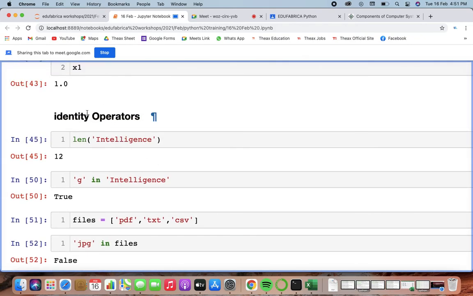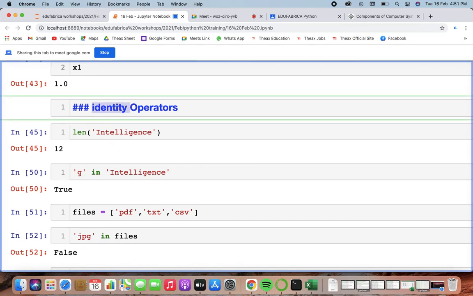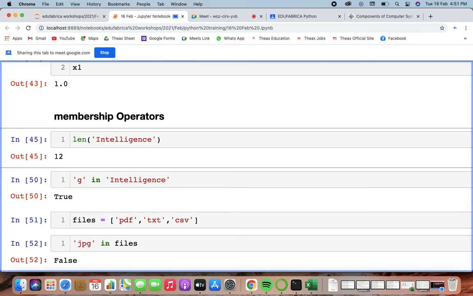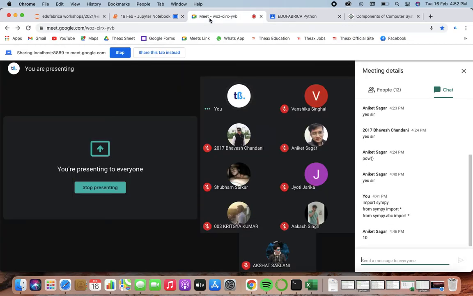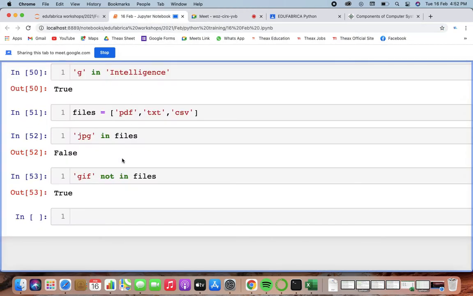These are the membership operators. Identities would be like is and is not. Those are used to compare objects, whether they are in the same memory locations or not. Every particular thing has its own memory location. So that is used to find out the memory locations and to search for whether they are exactly in that location or not. That can be done using identity operators.